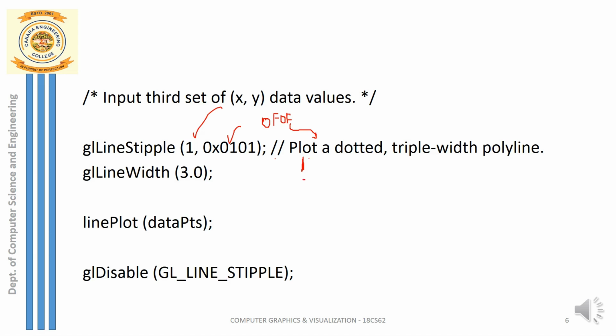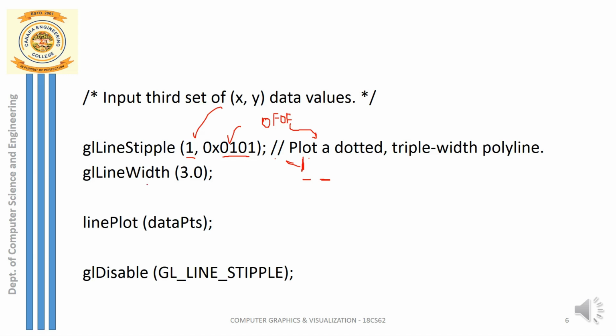So that means I'll draw a line. After that, since the repeat factor is 1, I'm going to have a gap, and then again F, so I'm going to draw a line, and again since there is a gap, it is 0 that I'm going to take. So this is how a line is drawn. Here this is a pattern for which the repeat factor is 1, so you are going to plot a dotted line.